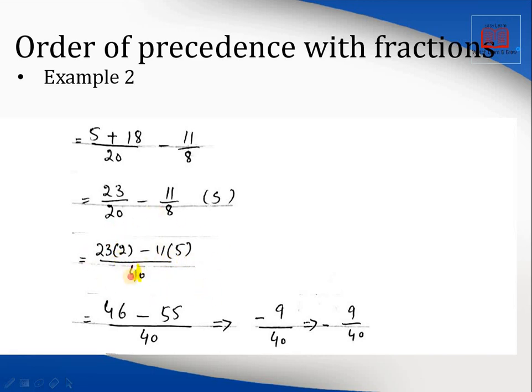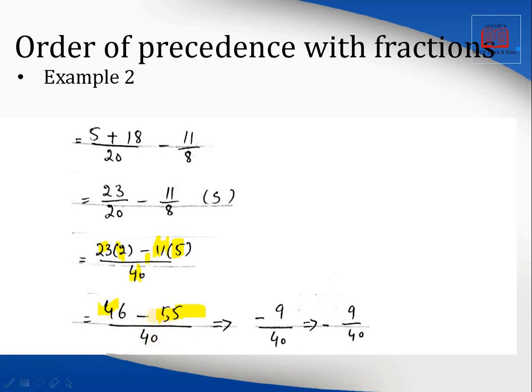Anyway, the LCM is 40 and 23 is written as it is. Then by which number do we have to multiply 20 to make it 40? That is 2. When 2 is multiplied with 20, it becomes 40. Negative sign as it is, 11 as it is. 8 is multiplied with 5 to make 40, so write 5. 23 multiplied by 2 becomes 46, and minus as it is, and 11 multiplied by 5 is 55, divided by 40.